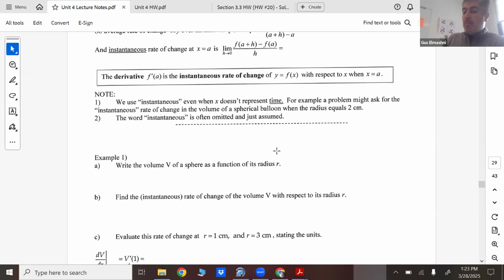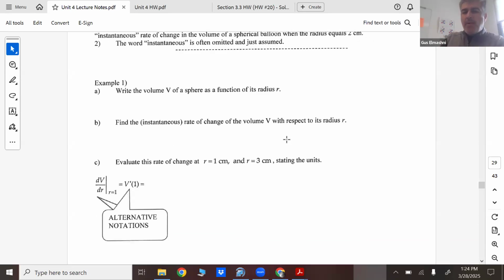Now, instantaneous doesn't necessarily have to represent time, just so you know. We still use it regardless. So x doesn't have to represent time. For example, it could be find the rate of change of volume versus the radius, things like that. Oftentimes we omit the word instantaneous and it's just assumed. So if you're asked to find the rate of change, you're usually assuming a derivative. If you do want average rate of change, you'll be explicitly told that. The word average will be next to rate of change. If you're just told to find the rate of change, you can assume it's a derivative. So for example, number one, how would I write the volume of a sphere as a function of its radius?